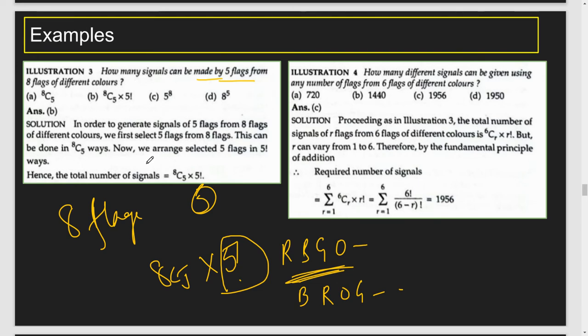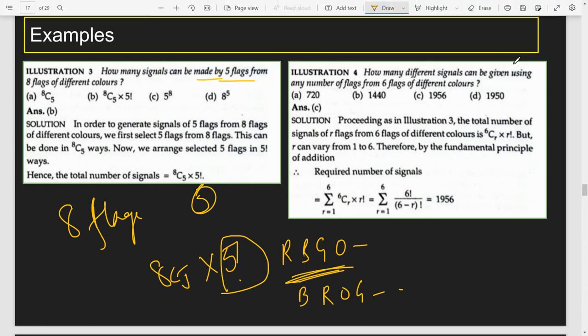Okay, so this is actually the way you can find the number. Obviously, you can solve the same questions using this. It's asking how many different signals can be made using any number of flags from six flags. Any number of flags means it can be one flag, or two, three, four, five, or six flags. So out of the six flags, it can choose any number of flags.